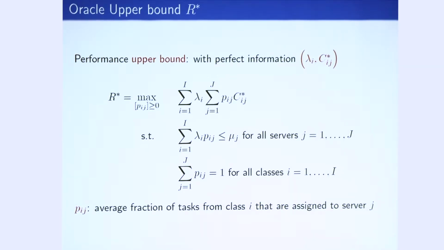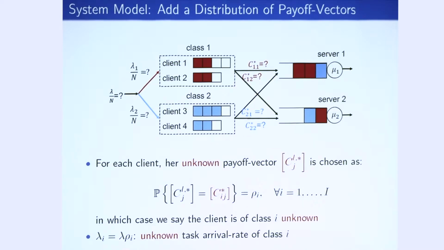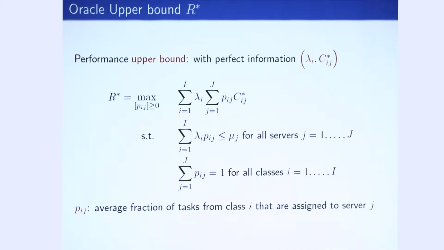But now certainly the issue is that we do not have this perfect information for the system. Yes? What are the lambda i? Okay, yes. So lambda i is the arrival rate of class i. Let me backtrack a little bit. Lambda is the total arrival rate of tasks, and then lambda times rho i is the total arrival rate of a particular class i. And then again, C star denotes the true underlying payoff.